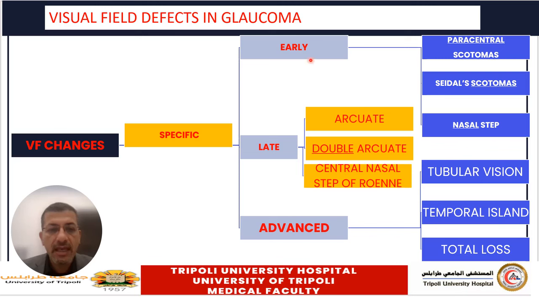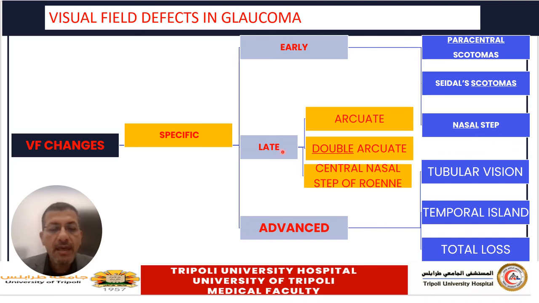So the specific changes can be subdivided into early changes, late changes, and advanced changes. Early changes in early glaucoma can be paracentral scotomas, Seidel scotoma, or nasal step scotoma. Paracentral scotoma is within 10 to 20 degrees of the visual field, and in Seidel scotoma, the scotoma fuses with the blind spot. And the nasal step is a peripheral scotoma encroaching over the central field from the nasal side.